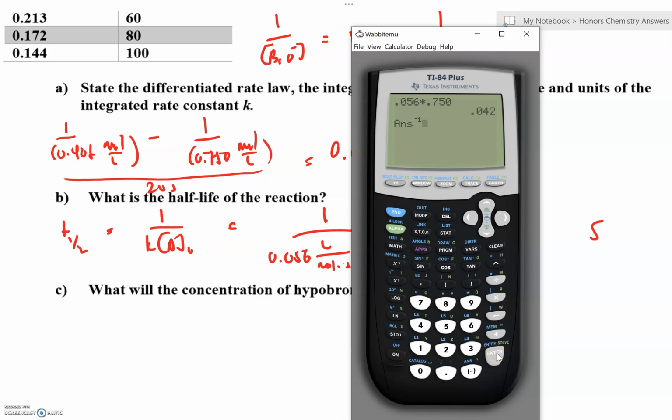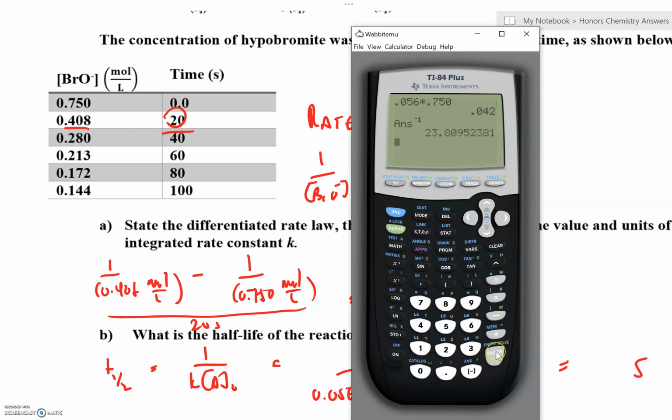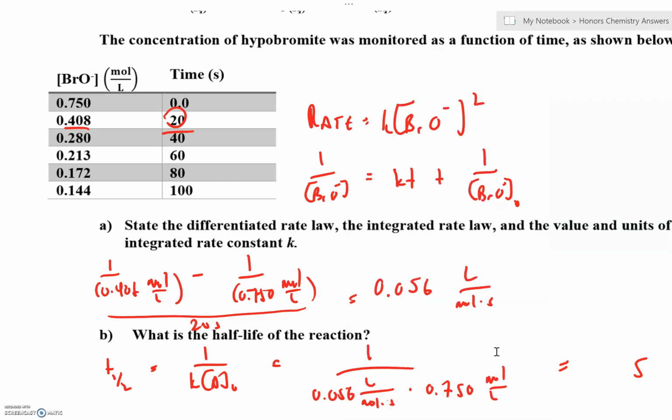And before we do that, let's predict. 0.750, the half-life is 0.0375, so it should be somewhere between 20 and 40 seconds. Do we get that? 23.8 seconds, which is dead on the money.